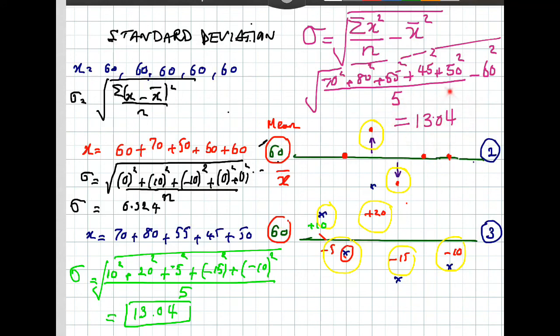So obviously you can see from this figure here that the third set of results has more scattering around the mean, and that is a handy and neat way to find that measure. This is the standard deviation.